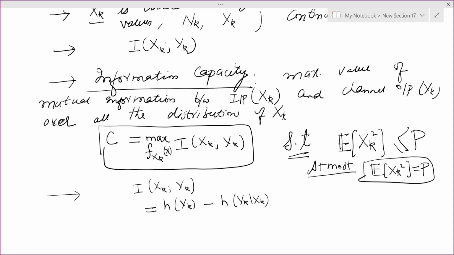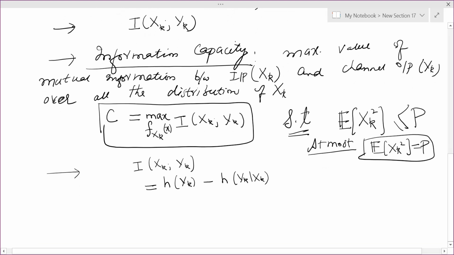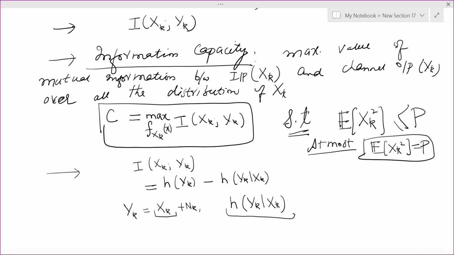Now let's compute one by one. So yk is xk plus nk. Now you are computing the differential entropy of yk given xk, right? This quantity has an operational meaning: suppose someone tells you what xk was, what was transmitted. That is what is meant by given xk. So when someone tells you what xk was, there is no uncertainty left about xk.